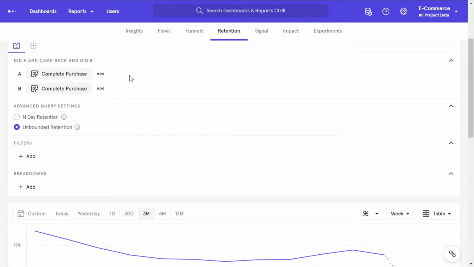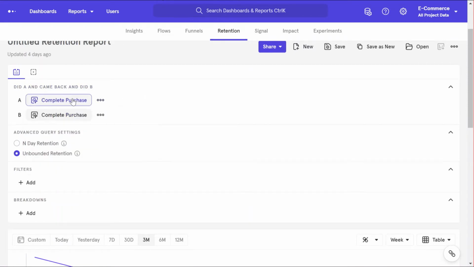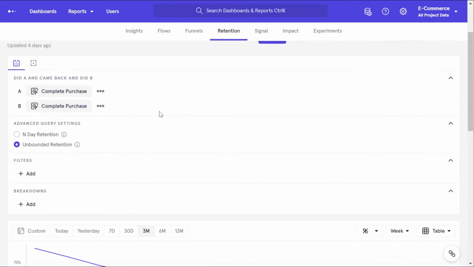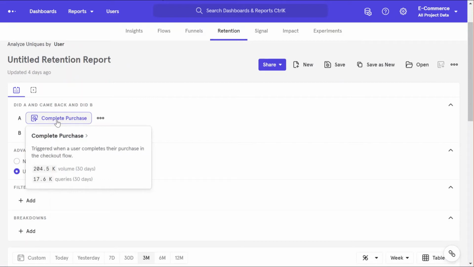Now, before moving to the frequency report, there is one more thing I want to point out here, that we have been using complete purchase as the primary event whose retention we want to track, but this can actually be done for any event. So we can use it for what is called judging the feature retention.